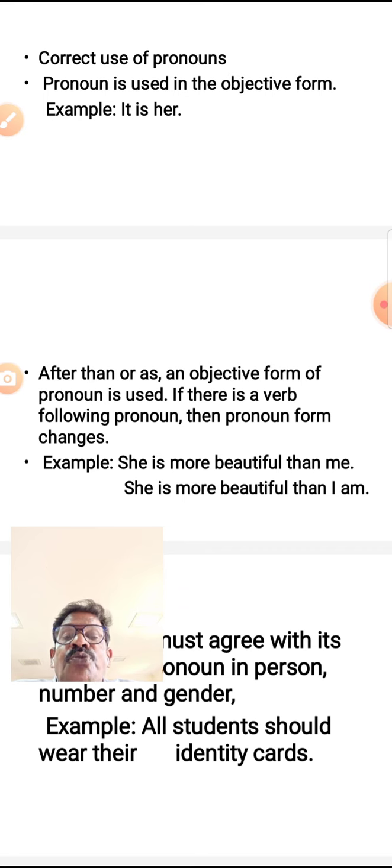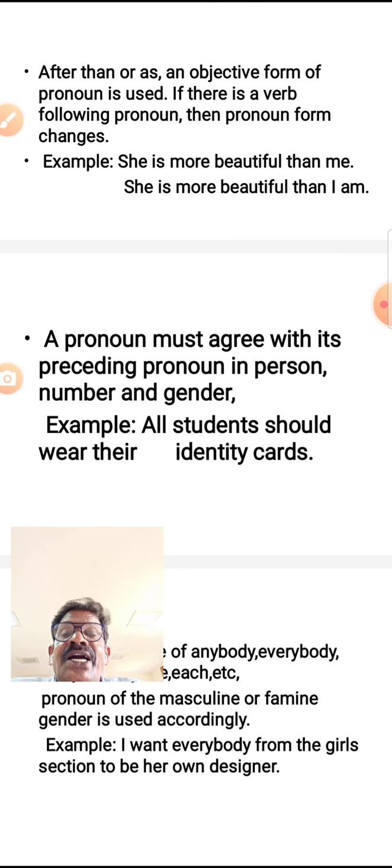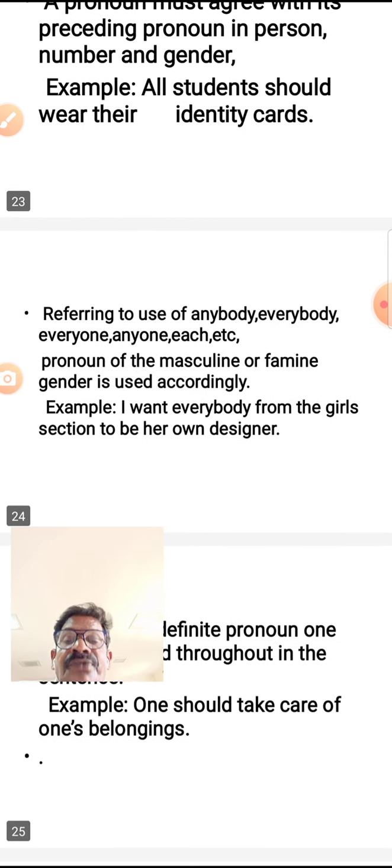For example, she is more beautiful than me. She is more beautiful than I am. A pronoun must agree with its preceding pronoun in person, number and gender. Okay? Look at the example. All students should wear their identity cards.